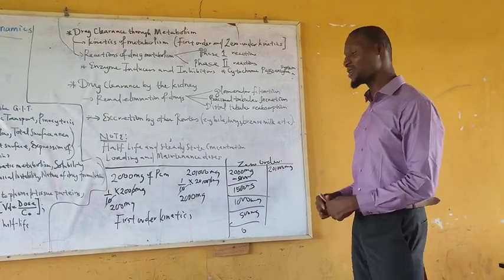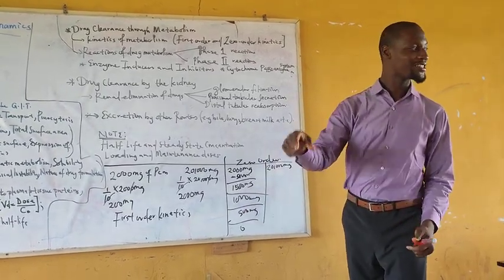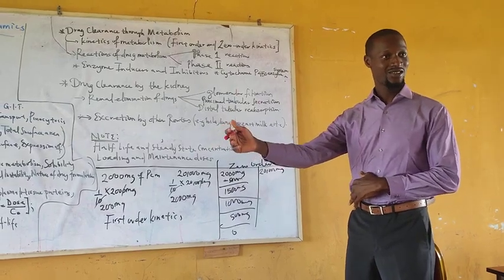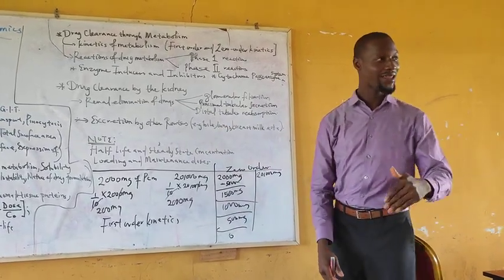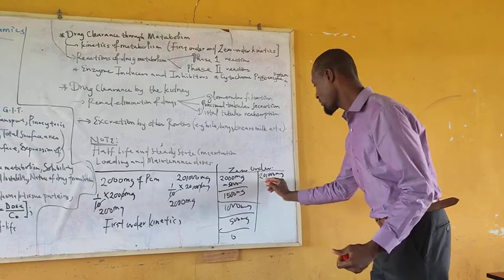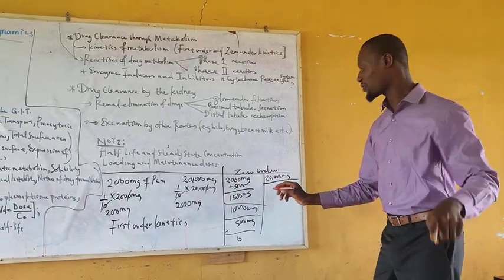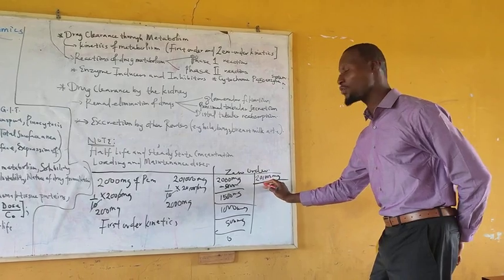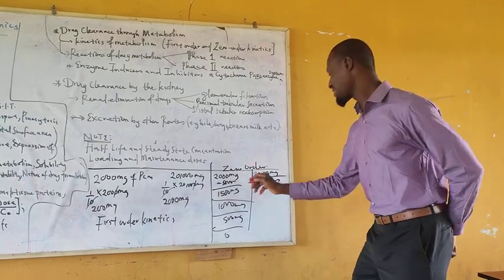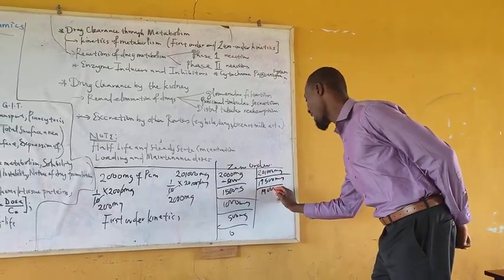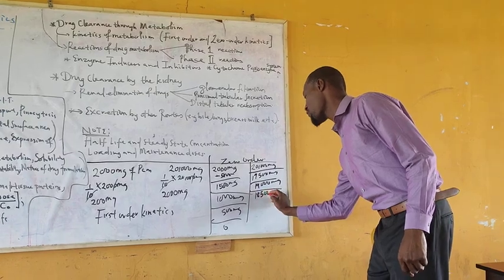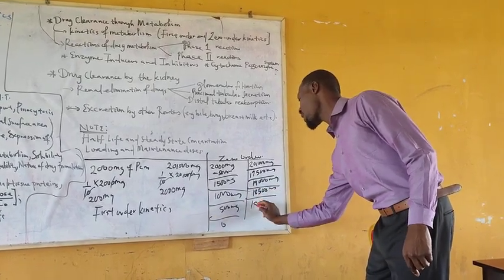Now, what happens to 20,000 milligrams? The same 500 milligrams is metabolized. That's where the problem is. So it's not a percentage or a fraction. The same amount, whether you are giving 10 milligrams or you are giving 1,000 milligrams. So it means that by the time you do the first time, what should be remaining will be 19,500 milligrams. By the second one, you have 19,000 milligrams remaining. By the end of the third one, you have 18,500 milligrams remaining.